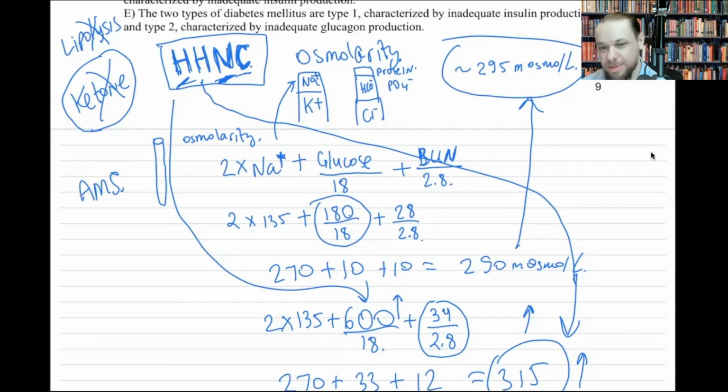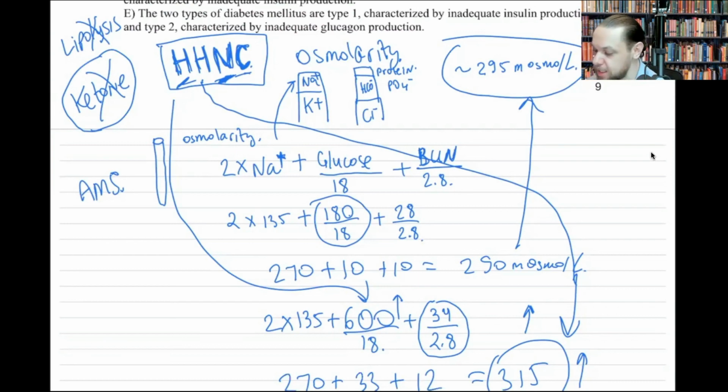But for your purposes, you don't need to know the formulas. You don't need to calculate any of this stuff. The reason why I am showing you this is when they tell you, okay, HHNC, hyperosmolar, hyperglycemic, non-ketogenic coma, you're like, what the hell is that, right? You all know, okay, type 2, they may have it, but how do they get the name?